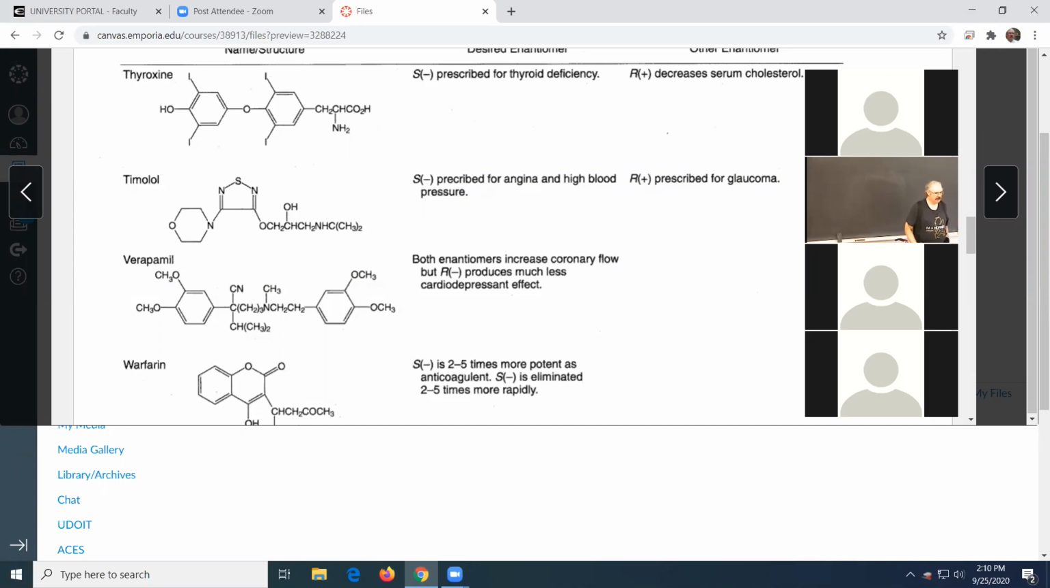Oftentimes in natural products, just one enantiomer occurs in nature, and if both enantiomers occur in nature, they're often not from the same source. We saw that last time with the carvone. One enantiomer is found in spearmint, the other is in caraway, two completely different plants.